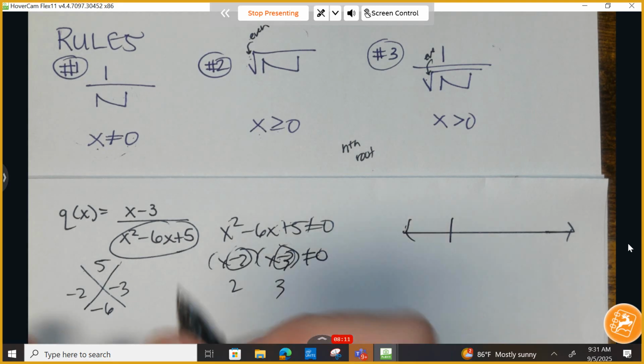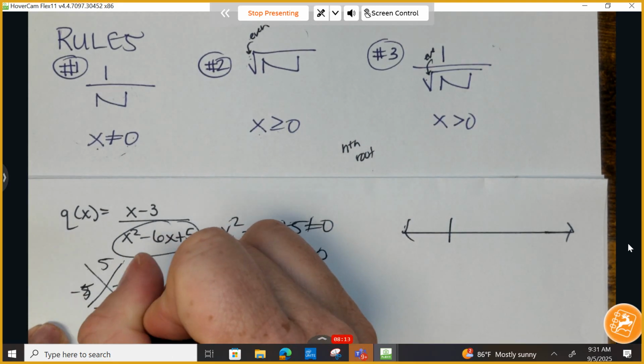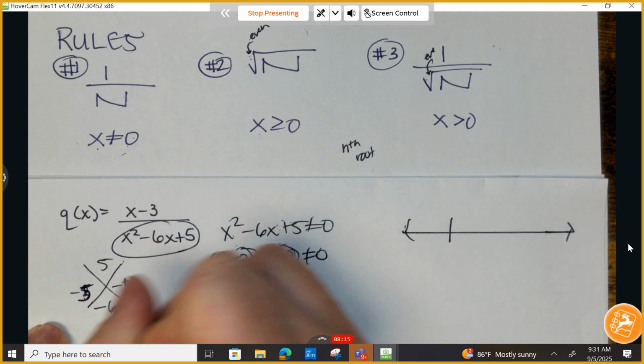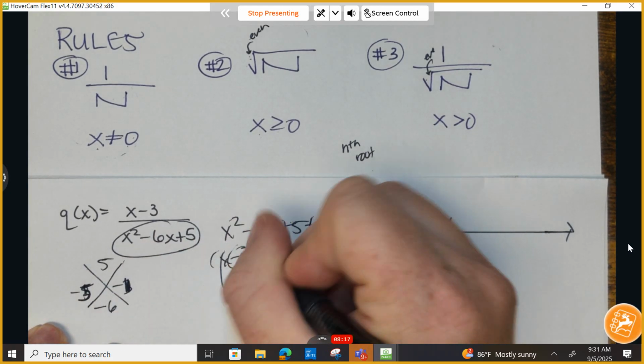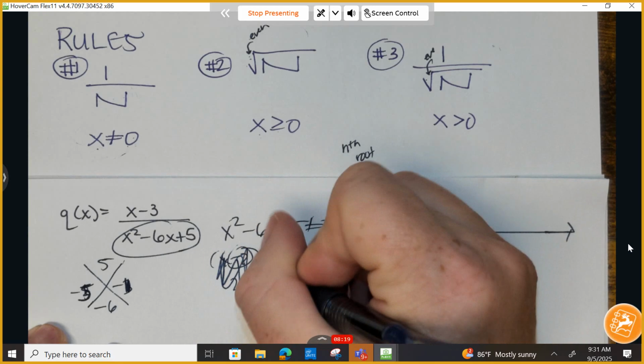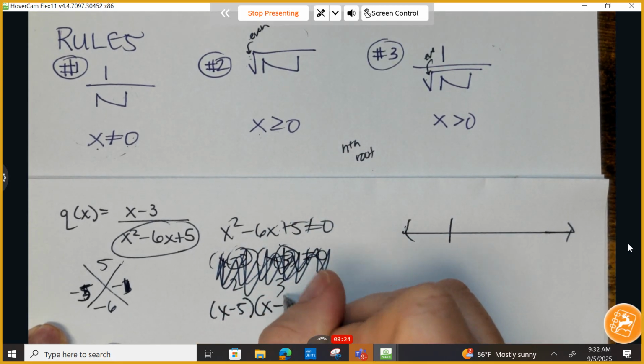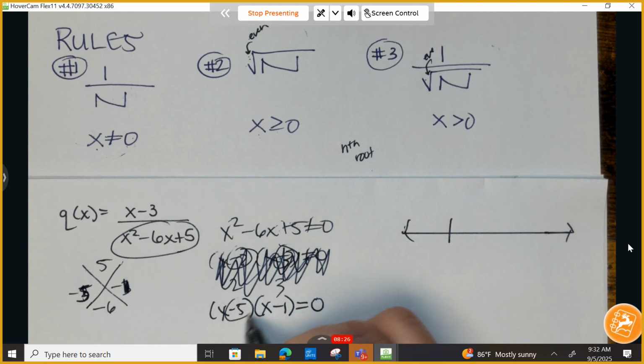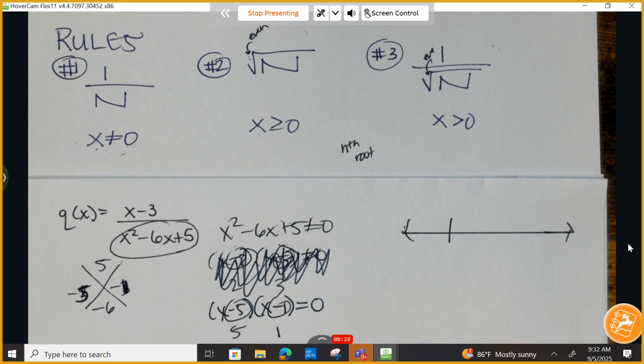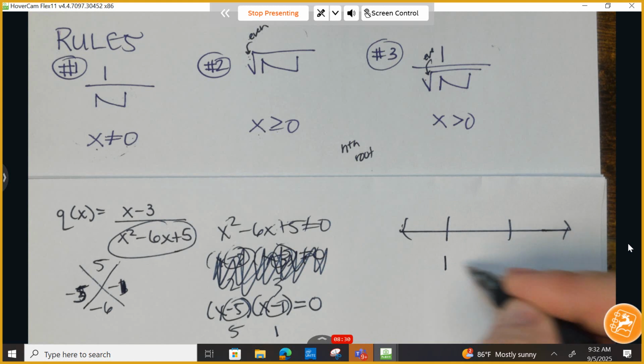Okay, hold on here. How about negative 5 and negative 1? Is that better? Thank you, Aubrey. So let's come back up here. Ooh, just pretend I didn't do that, guys. I can cut that out of the video. So x minus 5 and x minus 1. So I'm at 5 and I'm at 1. I need to put them in the right order. I'm at 1 and I'm at 5.